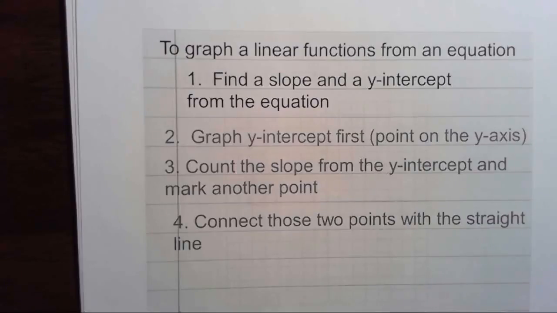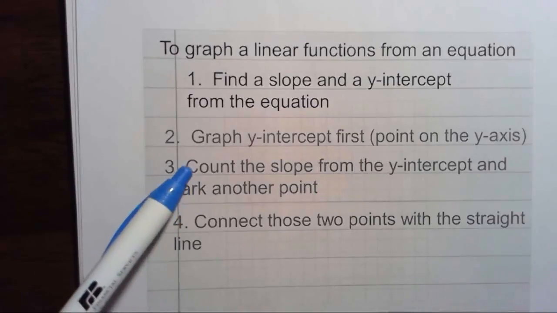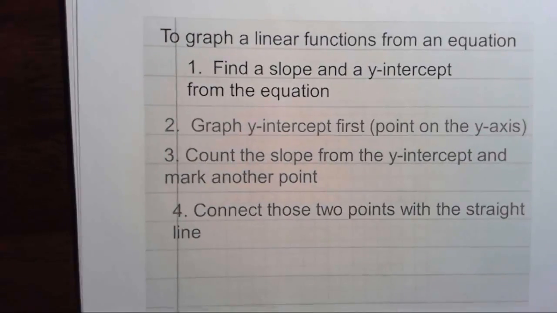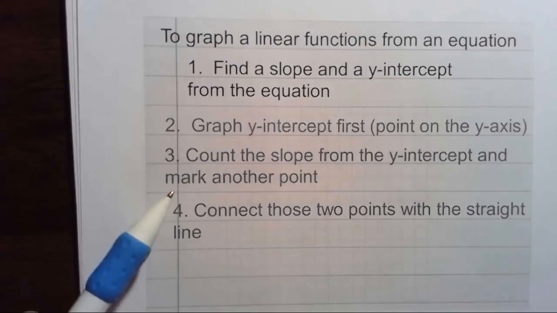Okay, so first thing what you need to do is what we did in the previous video. You're going to find a slope and the y-intercept from the equation. Now this is very important. First thing which will go on the graph is the y-intercept. We're going to make a point on the y-intercept, and then we are going to count the slope from that y-intercept. And then we are going to connect those 2 points. So let's see how it looks.